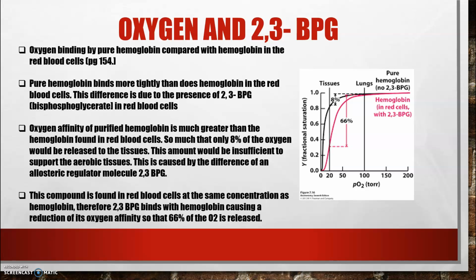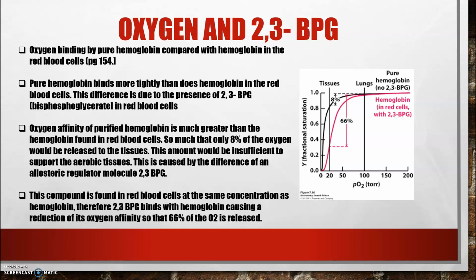Oxygen and 2,3-BPG. Oxygen binding by pure hemoglobin compared with hemoglobin in the red blood cells. And this is the photo that you see to the right, and I got it out of the book on page 154. Pure hemoglobin binds more tightly than does hemoglobin in the red blood cells. This difference is due to the presence of 2,3-BPG, which is bisphosphoglycerate, in red blood cells.